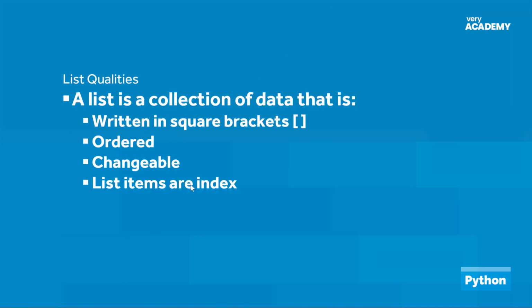So let's start by looking at the list qualities or attributes here. A list is a collection of data that is written in square brackets. That's one of the main differences between a tuple and a list. We're using square brackets here where we were using parentheses before. Now this is an ordered list. It's changeable in comparison to our tuple, and the list items, like the tuple, are indexed. So we can access and change items within our list utilizing the index assignment.